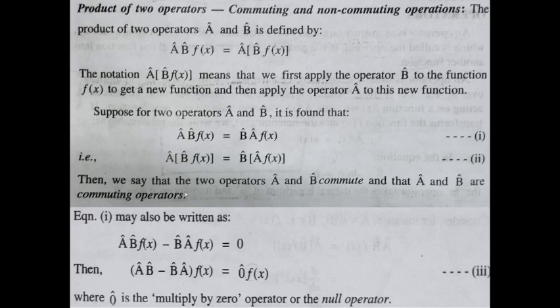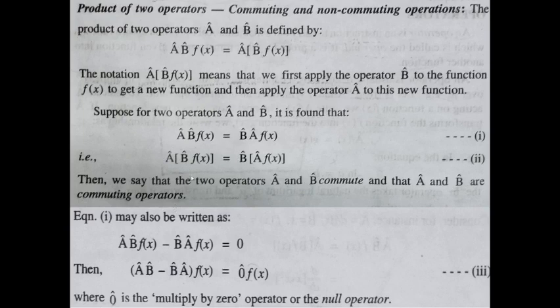Then we may say that the two operators A and B are commutable, that means interchangeable. If we put A here and B there, and if we put B here and A there, both are the same. This equation 2 means both are the same. That means A and B operators can be interchanged. That is commutable. So we call A operator and B operator, in this case, if it satisfies this equation, commuting operators.